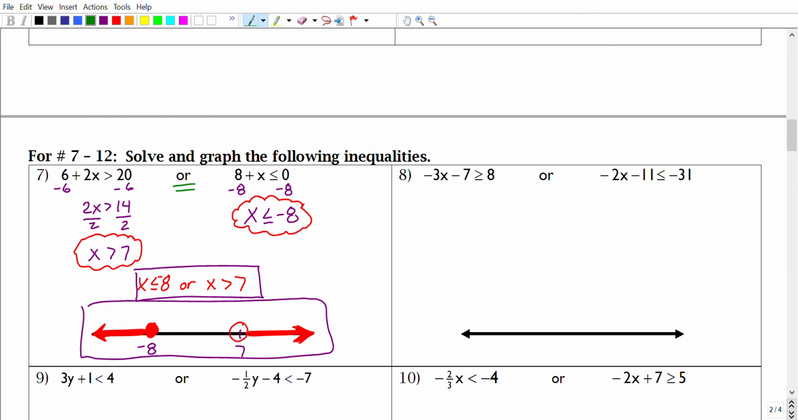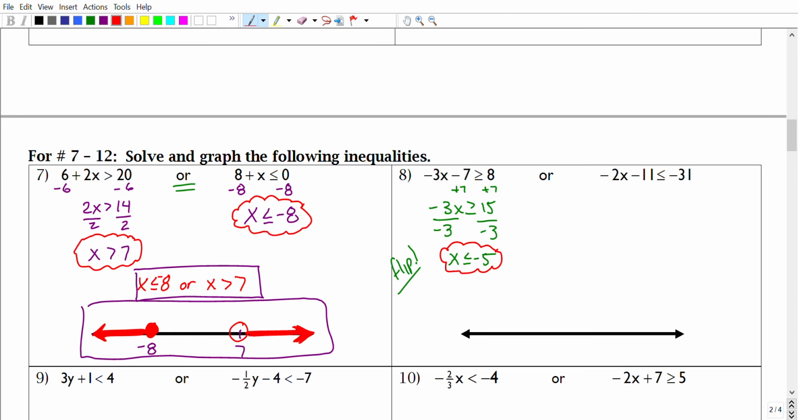So number 8, let's solve the first inequality. I'm going to add 7 to both sides. I get negative 3x is greater than or equal to 15. Now I want to get the x by itself, so I have to divide by -3. And remember, guys, what's the rule? If I divide or multiply by a negative number, I have to flip my sign. So now instead of a greater than or equal to, it's going to be a less than or equal to. And 15 divided by -3 is -5. So that is my first inequality.